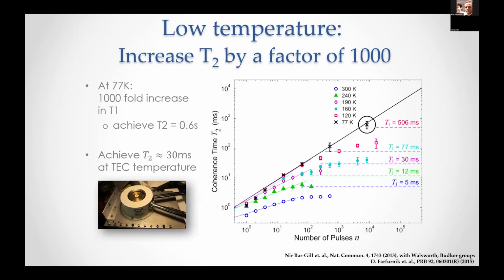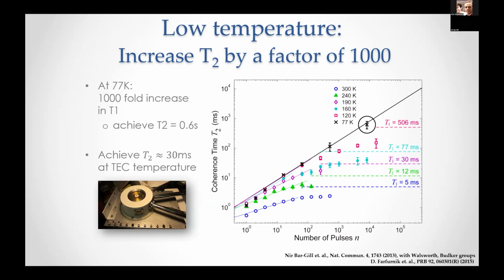A follow-up experiment that did the same thing as a function of temperature actually showed this. It's the same plot of the number of pulses in your CPMG sequences and the coherence time, T2. But here the colors are different temperatures. So this measurement showed that at room temperature, if you increase the number of pulses, at some point you don't improve anymore.